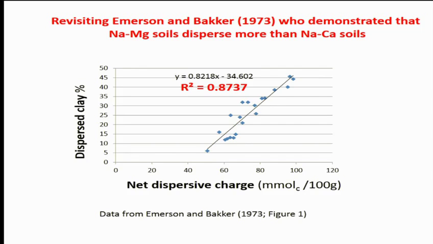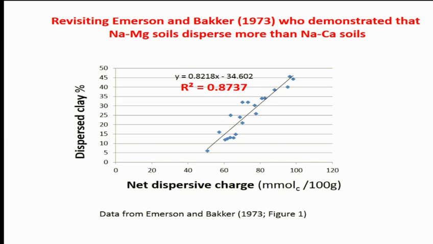or millimole charge per 100 gram, and then used the dispersive charge, and then the solution concentration. They had given some data on very low value of salt, reduced that and calculated the net dispersive charge, and the dispersed clay was measured by them. So the correlation is 0.87. Therefore, there are two things from this. What Emerson and Baker told is correct, and also the factor I used for magnesium is also correct.